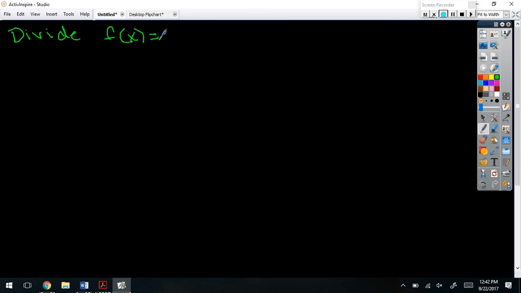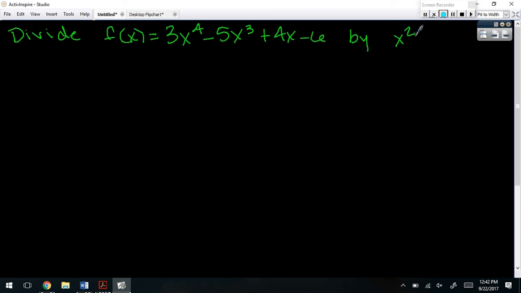Remember, f of x is just function notation. That's just like y. It doesn't matter. I want to divide 3x to the 4th minus 5x cubed plus 4x minus 6 by x squared minus 3x plus 5.